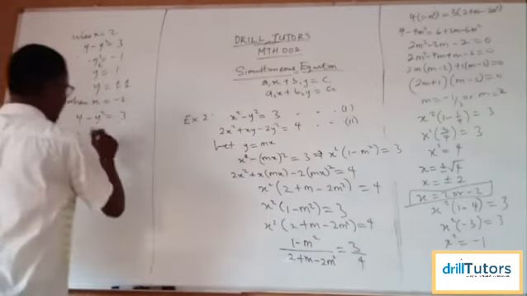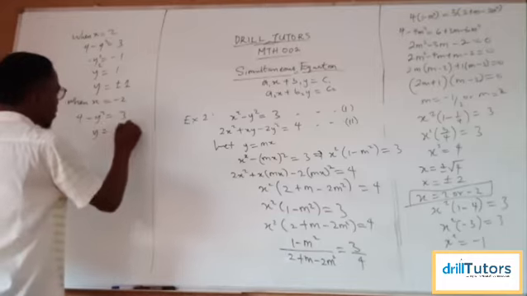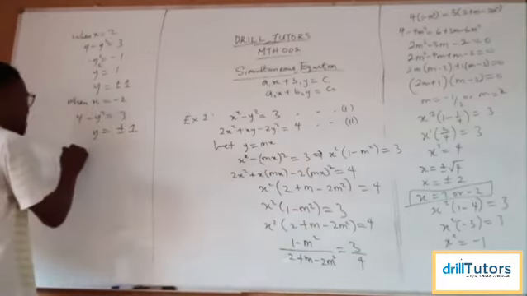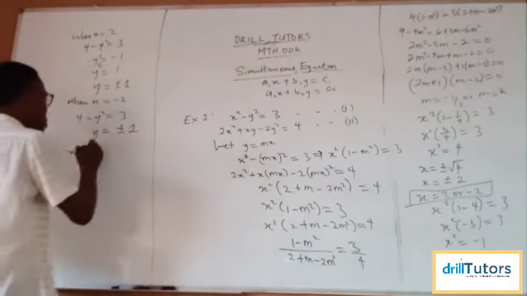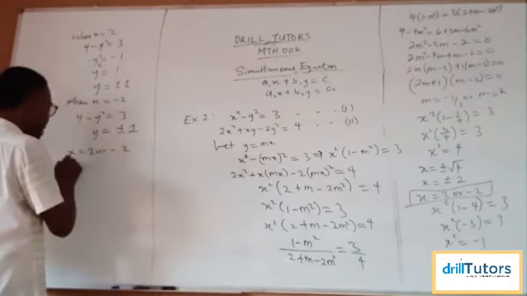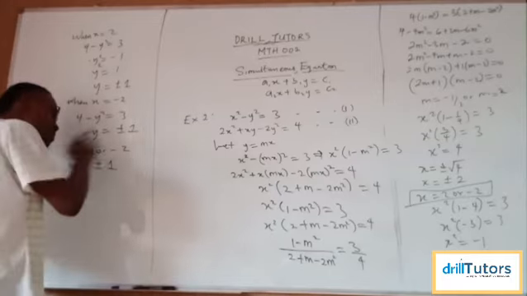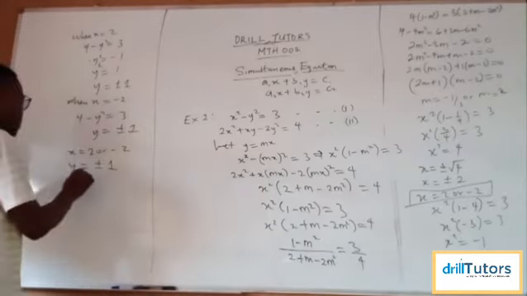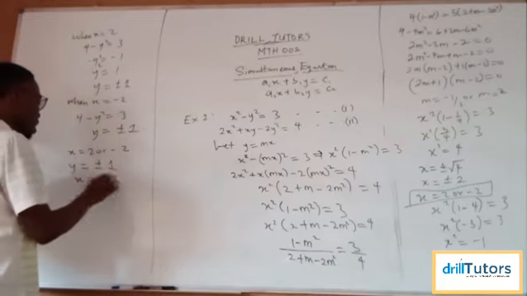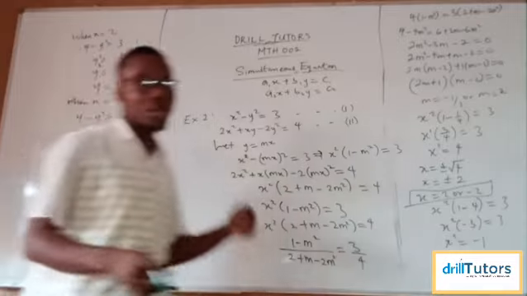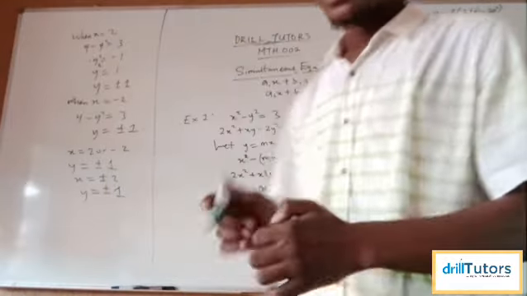So that means that the solution to this problem is x to be equal to what? 2 or minus 2, and y to be equal to plus or minus 1. x is equal to plus or minus 2, and y to be equal to plus or minus 1. That is the solution to that problem.